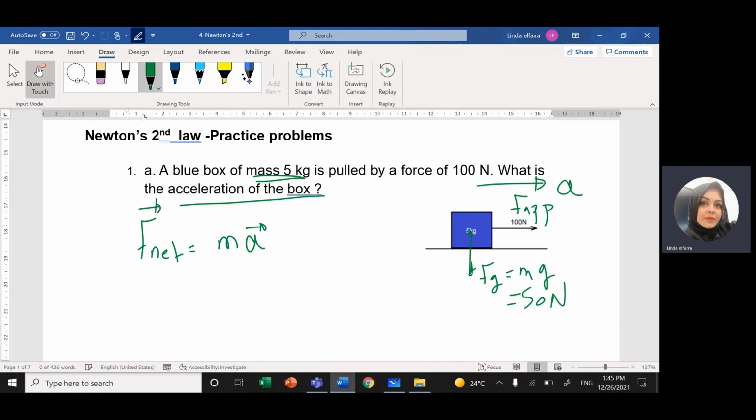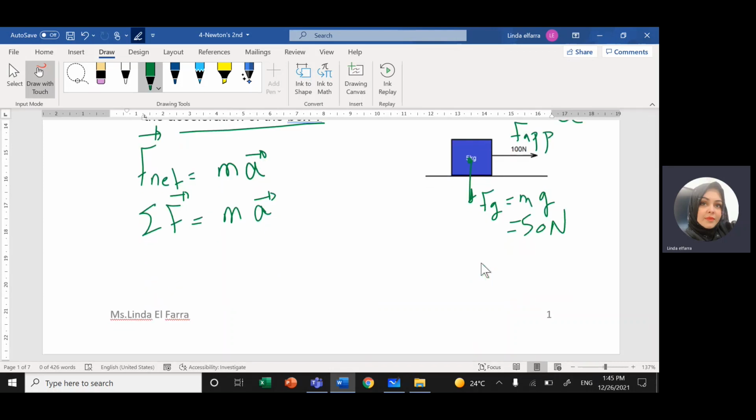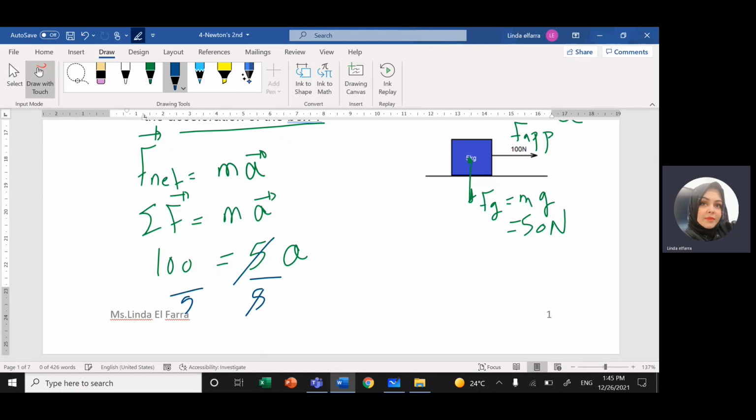This is a vector quantity, so F net, the summation of all the forces acting on the object, should equal mass times acceleration. The only force that causes the object to accelerate is this applied force, which equals 100 Newton. So 100 will equal mass, which is 5, times the acceleration. I need the acceleration, so divide both sides by 5. So acceleration will equal 100 divided by 5. It will give me 20 meters per second squared.